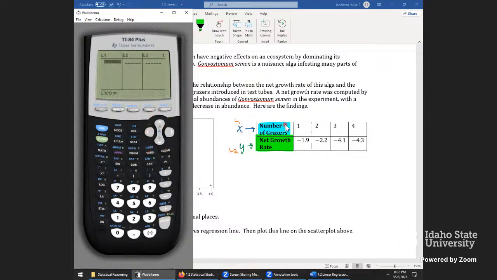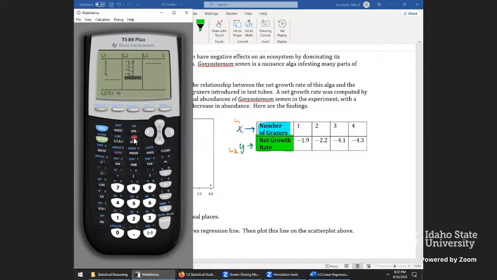And now the data import. I'll do grazers first in L1. So 1, 2, 3, 4. Then you could go right arrow and now put in the values for the net growth rate. So negative 1.9, negative 2, oh, negative 2.2, negative 4.1, negative 4.3. Okay, with that data in, if this were a WebAssign problem, I would probably double check those numbers. This is again another one of those kinds of questions where if I in fact made a mistake, call this negative 2.1 right here, that's enough to lose the whole question. So data import is maybe the trickier step about this.